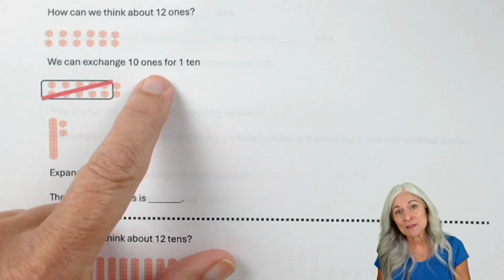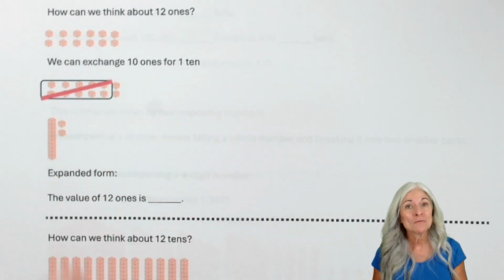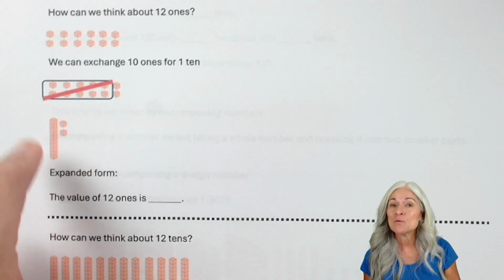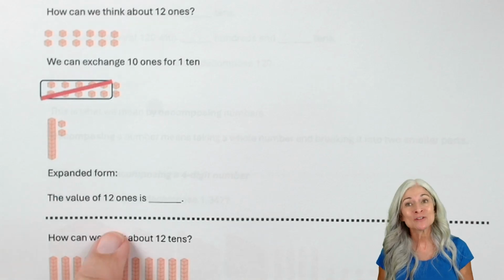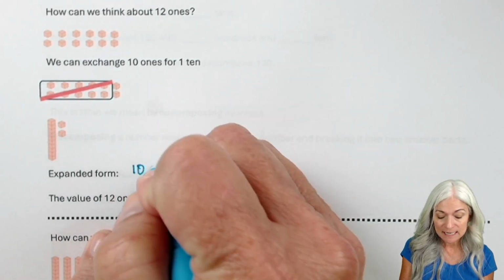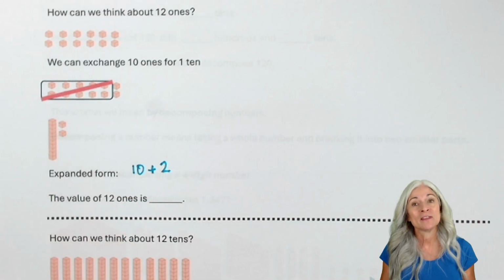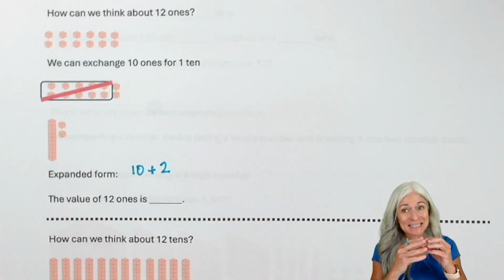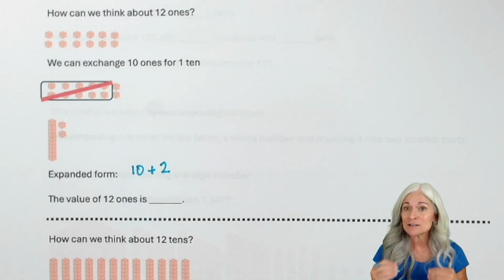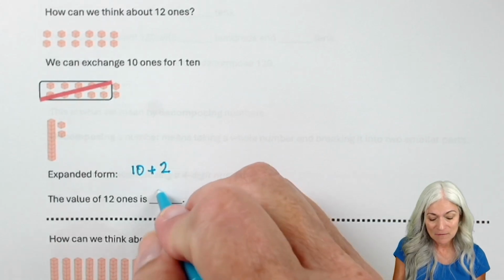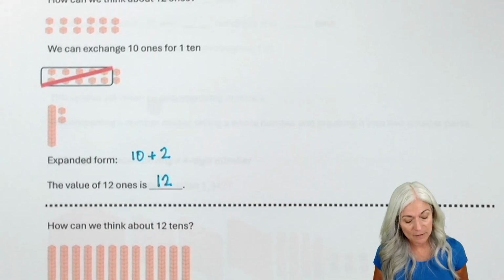Something like, how can we think about 12 ones? Well, we could exchange 10 of the ones for 1 ten. And so we could decompose 12 ones into 10 plus 2. And then we could compose this. Decompose, breaking it into smaller parts, composing, taking those smaller parts and putting them back together. So the value of 12 ones is 12.